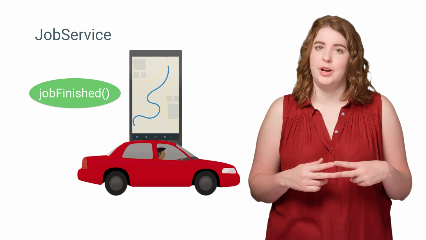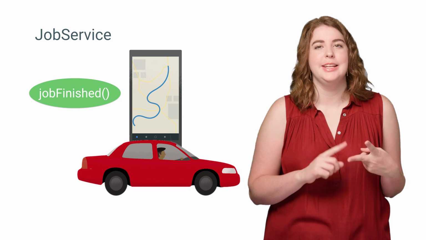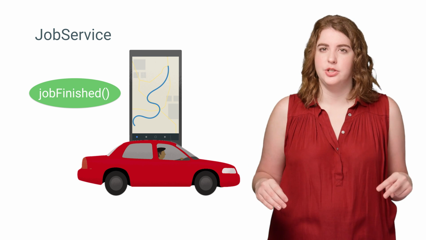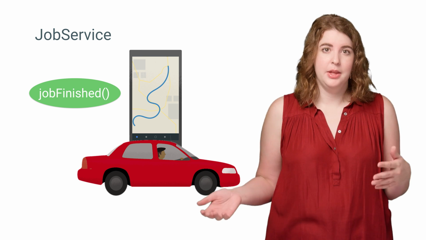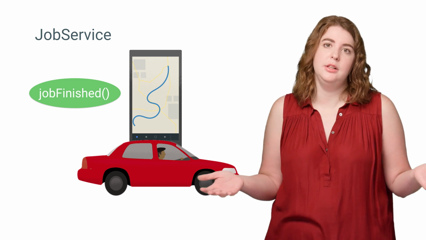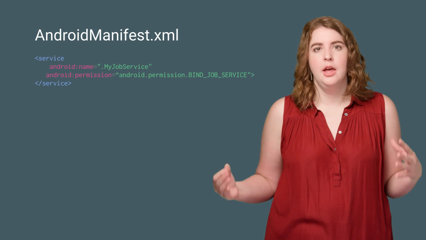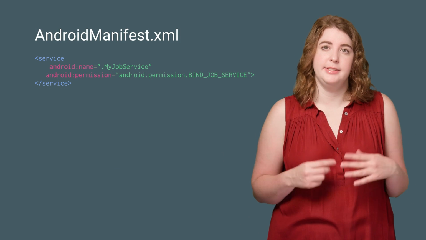jobFinished takes two parameters, the current job, so that it knows which one we are talking about, and a boolean indicating whether you'd like to reschedule the job. Perhaps your work failed for some reason. So this will kick off the JobScheduler's exponential backoff logic for you, or else the logic you specified in JobInfo. Now, as with any service, you'll need to add this one to your Android manifest XML.